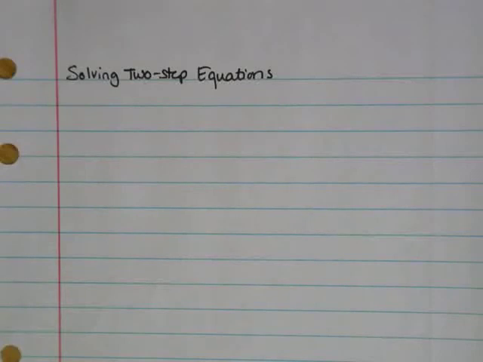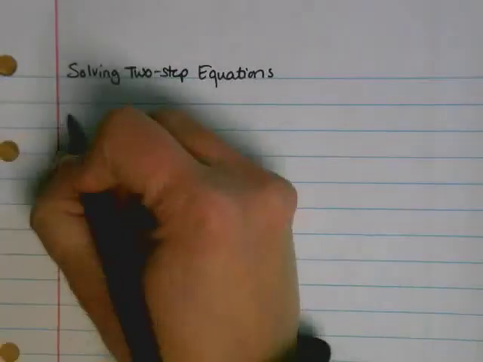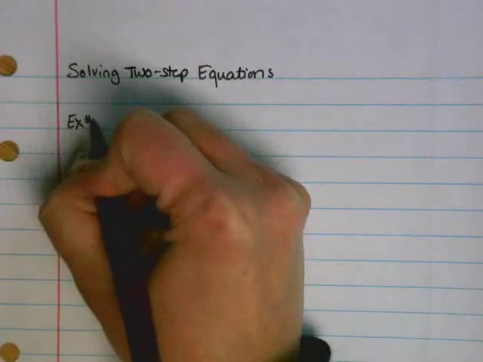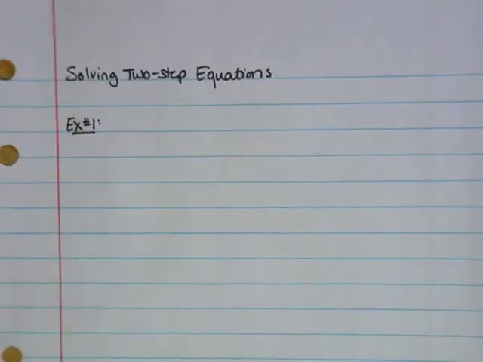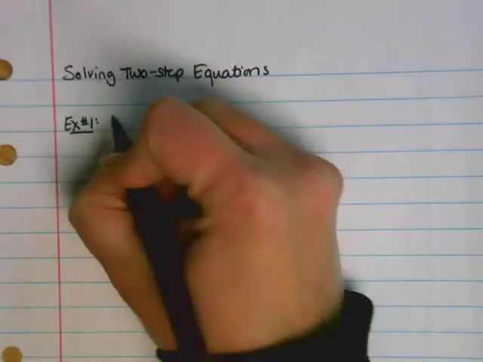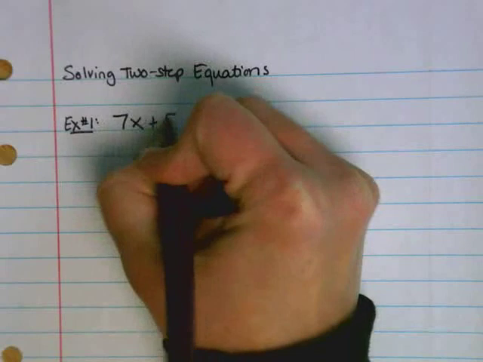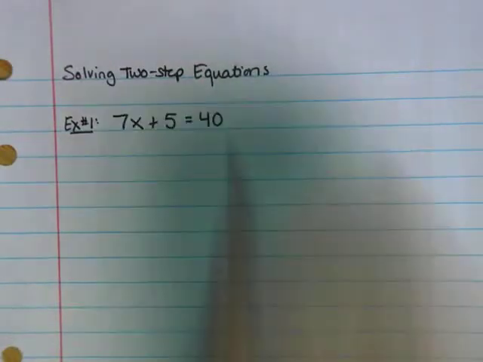All right, let's take a look at now solving some two-step equations. You already know how to solve one-step equations with either addition, subtraction, multiplication, or division. Let's look at putting some of those together. So for the first example, let's take something like 7x plus 5 equals 40.